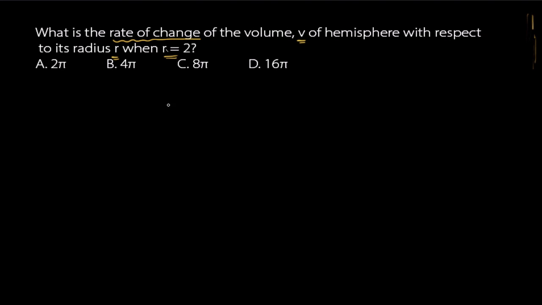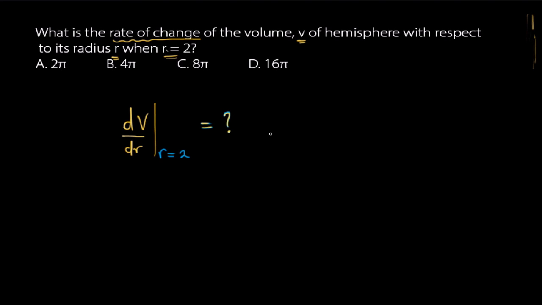So look at the way I'm going to form my equation. The rate of change of volume, that is dV, the change in volume with respect to the radius r. We've been given that when r equals 2, that is at r equals 2. So what the question says is, find dV/dr at r equals 2.